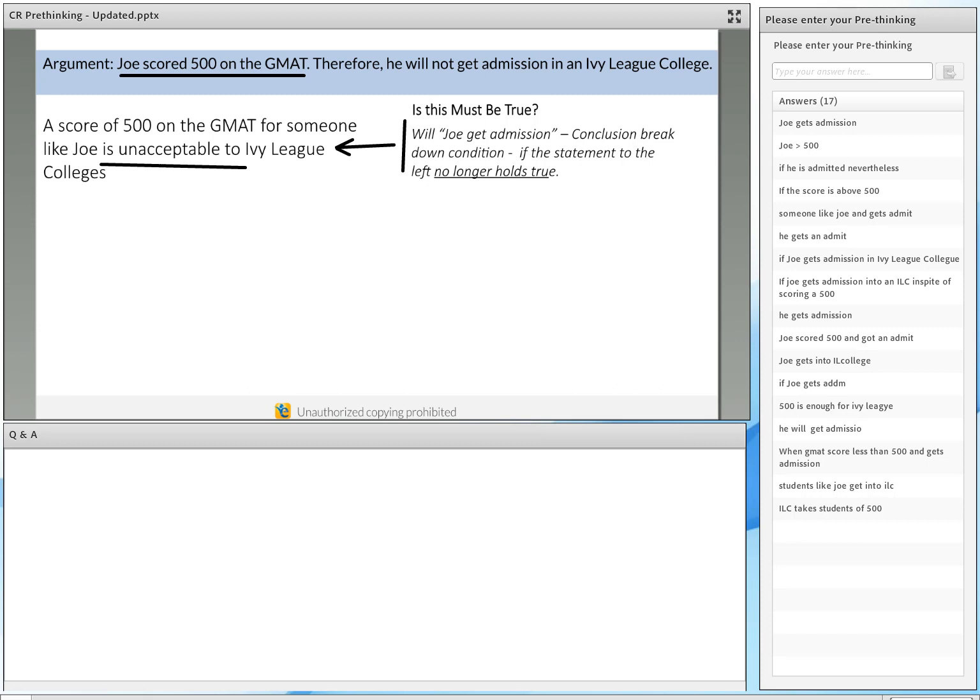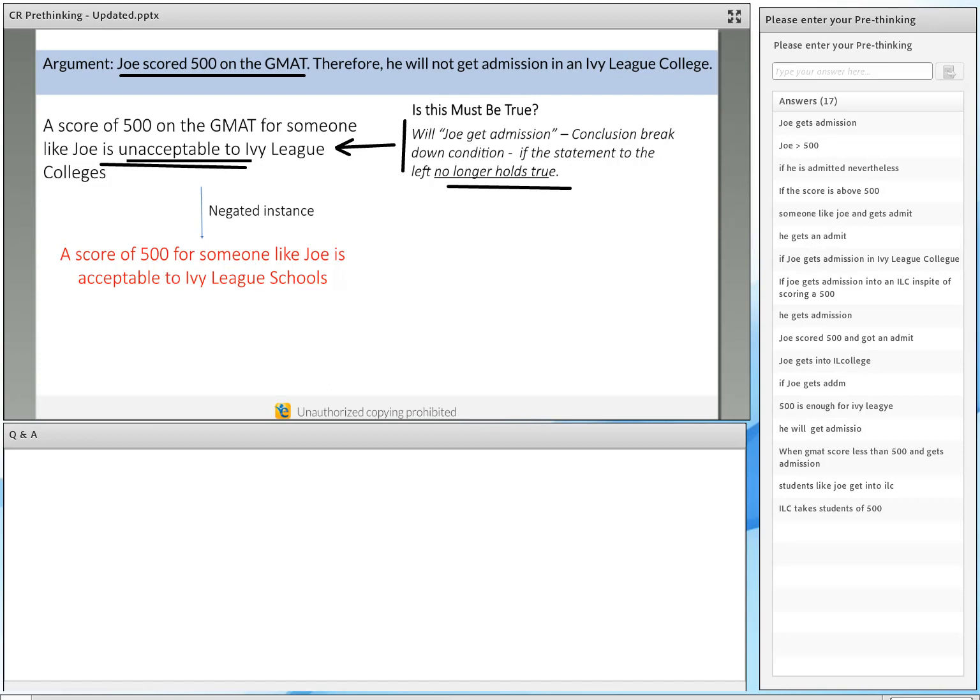So the question that we have to ask is whether it must be true, which means that without this piece of information being true, will the conclusion break down? So the question you're asking formally is, will Joe get admission in an Ivy League college with a score of 500, if the statement to the left, this particular statement over here, no longer holds true?